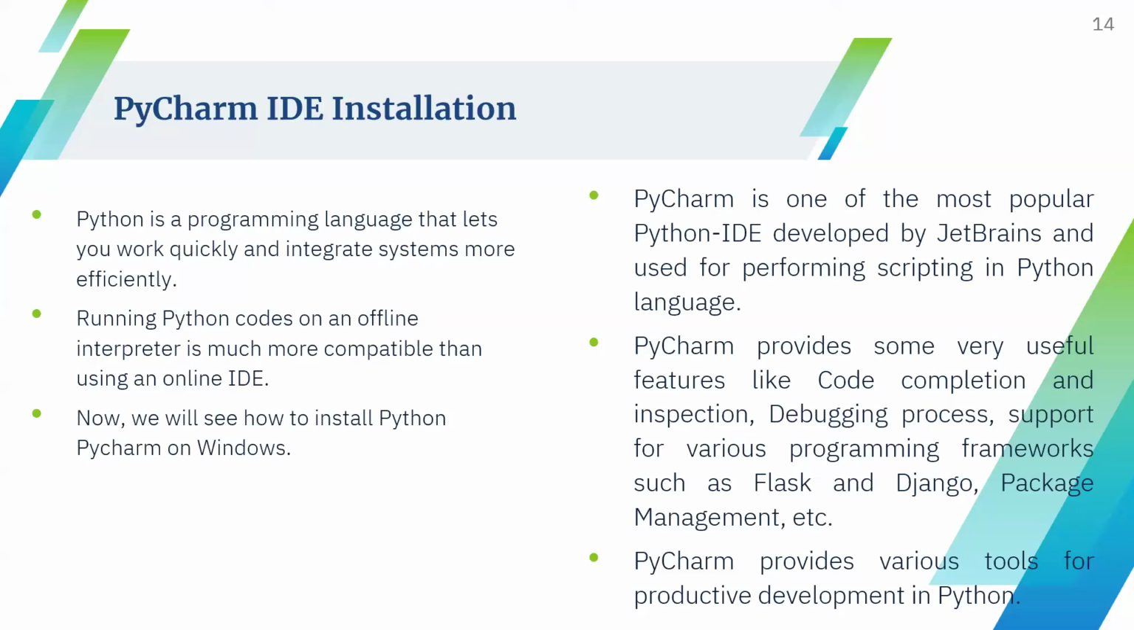So what is PyCharm? It is one of the most popular IDEs, developed by JetBrains and used for scripting in the Python language. To write scripts in Python, we can use PyCharm. PyCharm provides some very useful features like automatic code completion, inspection, the debugging process, and support for various programming frameworks such as Flask, Django, package management, and so on. PyCharm provides various tools for productive development.